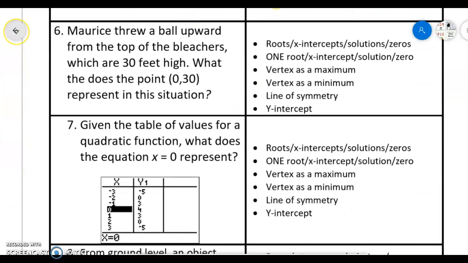Maurice threw a ball upward from the top of the bleachers that are 30 feet high. What does 0, 30 represent in this situation? Well, that is going to be a y-intercept because it is in fact the y value when x is 0.